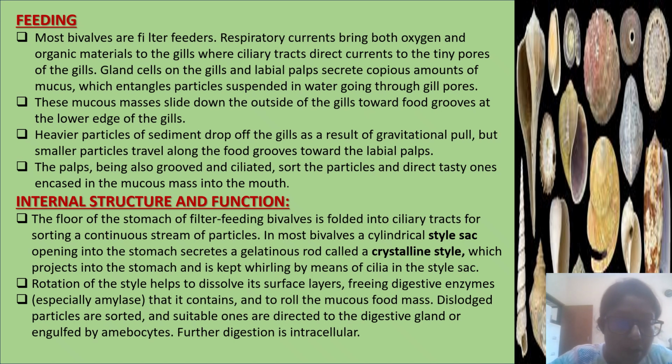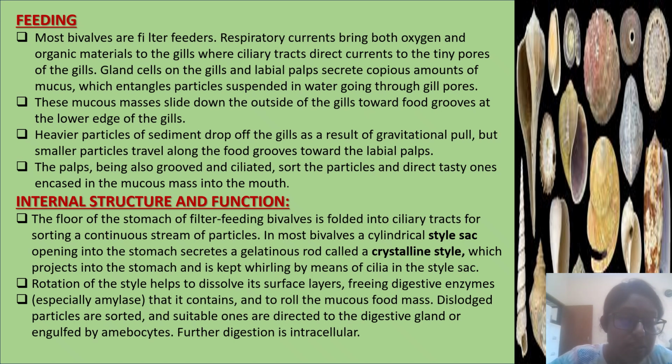The floor of the stomach of filter-feeding bivalves is folded into ciliary tracts for sorting a continuous stream of particles. In most bivalves, a cylindrical style sac opening into the stomach secretes a gelatinous rod called a crystalline style. This is an important question. What is the crystalline style of bivalves? It projects into the stomach and is kept whirling by means of the cilia in the style sac.